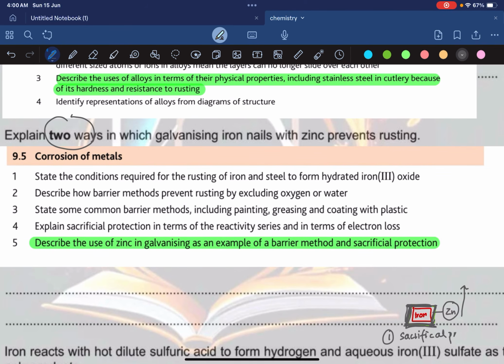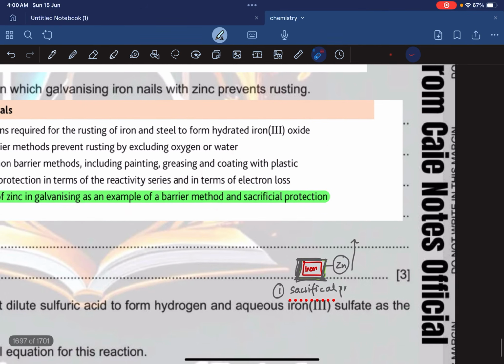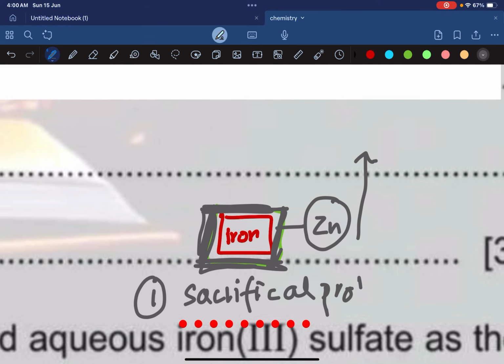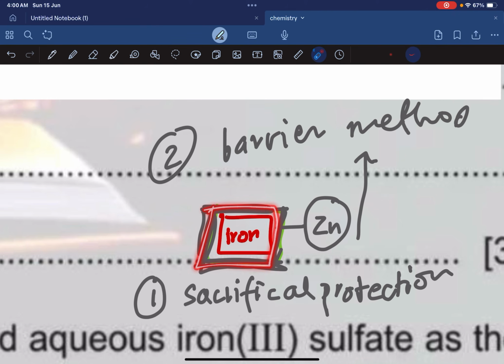Because we had to mention 2 ways, the syllabus clearly says: describe zinc in galvanizing as an example of a barrier method and sacrificial protection. So these were the 2 ways. First is sacrificial protection, and the second is the barrier method. What do I mean by a barrier method? Zinc provides sacrificial protection by corroding instead of iron, and by providing a barrier, it forms a layer over iron that does not allow air and water to reach the surface of iron to corrode it.